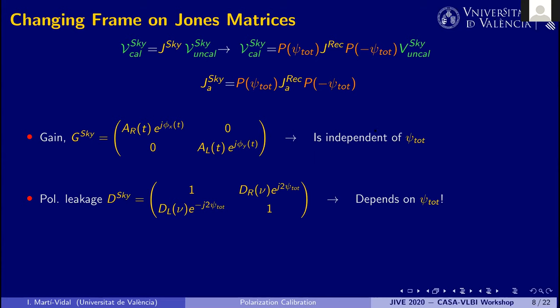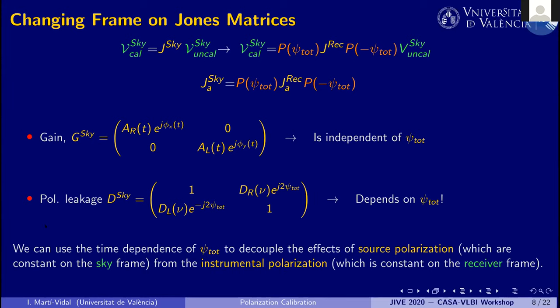So gains are independent of parallactic angles, whereas D-terms do depend on parallactic angle, and actually depend quite a bit because they rotate twice as much. So in short, since the D-terms depend on parallactic angle, we can use the parallactic angle variability, the Earth rotation, to decouple the instrumental polarization, which rotates with the antenna frame or the receiver frame, from the effect coming from the intrinsic polarization of the source, which rotates with the sky, okay?